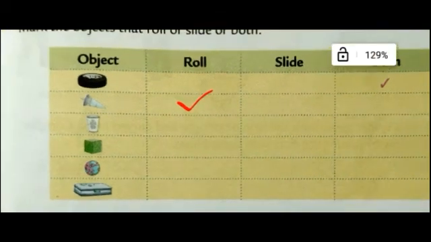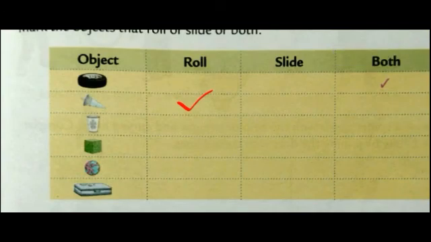See the next picture. It's a picture of a glass. So when you push it along the floor, will it roll? Will it slide or both? It will roll, because if you put the glass straight and if you slide it, it will not slide, it will just fall down. So it will only roll. So we will put a tick on roll.